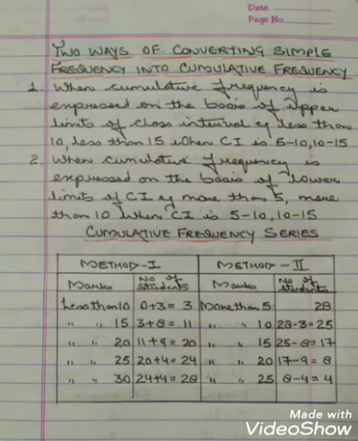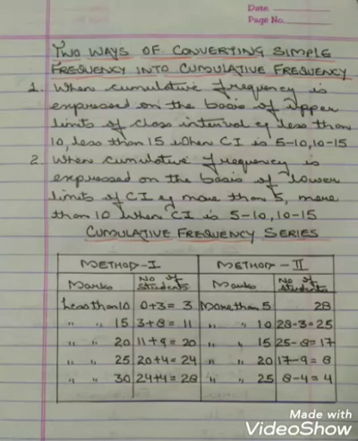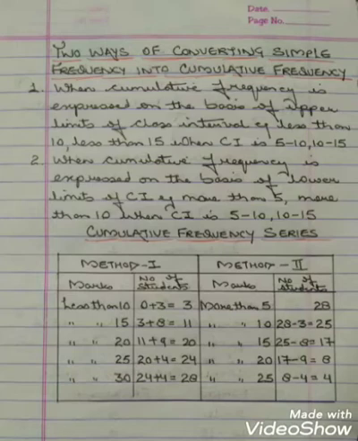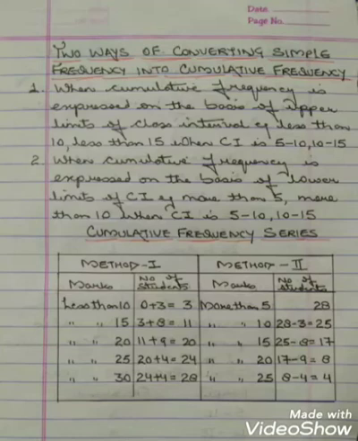Then less than 15, what will you be doing? You will be adding the previous frequency to the next one. So 3 plus 8 comes to 11. Less than 20, then 11 plus 9, which is the frequency of that class, comes to 20. Then again take the 20, and the next frequency given is 4. So 20 plus 4 is 24, and similarly 24 plus 4 is 28.